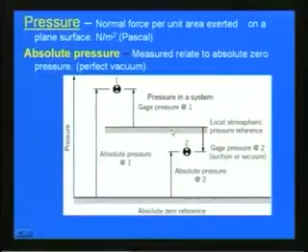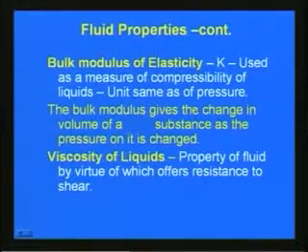This pressure can be expressed like absolute pressure, and when we are measuring with respect to a certain gauge or local atmospheric pressure reference, then we can express it as gauge pressure, absolute pressure and also vacuum pressure, as differentiated in this slide. And then another important property is the bulk modulus of elasticity expressed as K. It is the measure of compressibility of liquids and the unit is same as pressure.